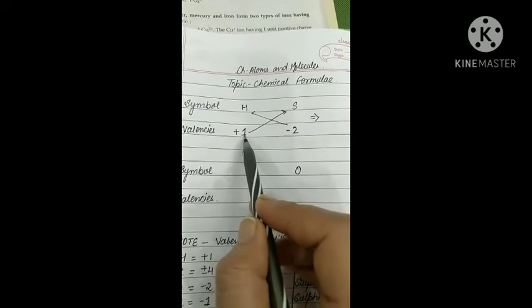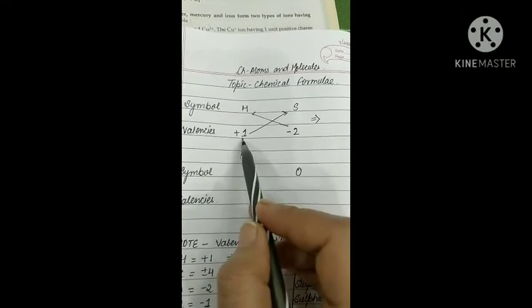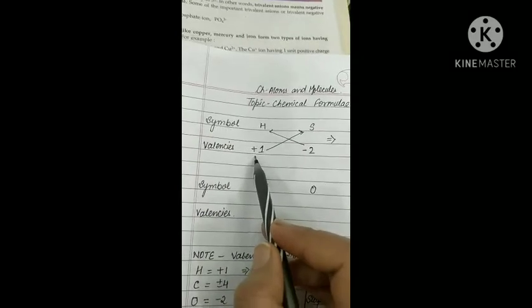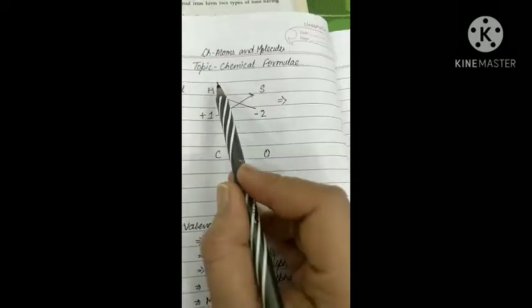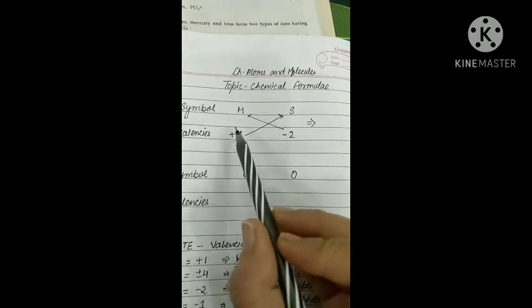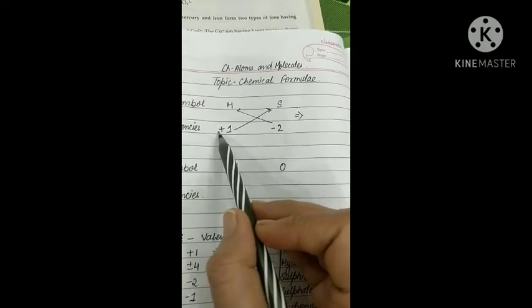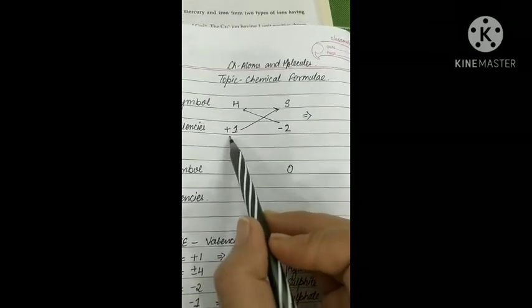Please go through that video, because elements 1 to 20 are the most important elements and they can come in your exam. So go through it and you should know how to take out the valency. Then if you see that hydrogen has valency +1, that means the hydrogen is losing its electron.